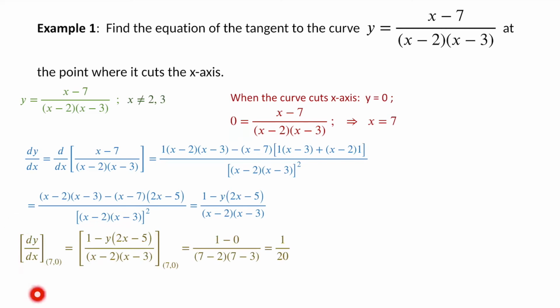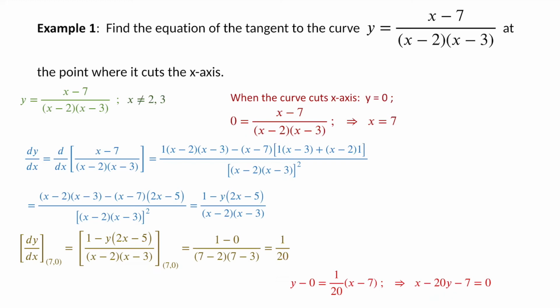But as I said, you need not have gone this far. You could have plugged in the value of x equals 7 right here, and that's what we do here. We plug in those values and we get the slope of the tangent at that point as 1 by 20. And the remaining task is pretty straightforward. We plug those two pieces of information, the coordinates x naught and y naught, and the slope of the tangent at that point, in the straight line equation to get the equation of the tangent.